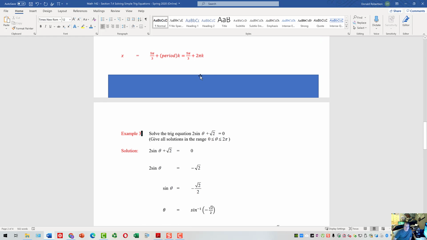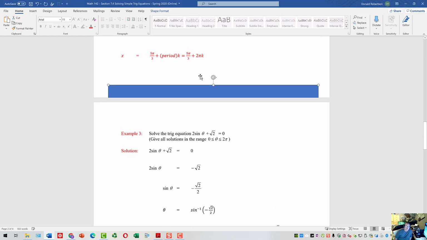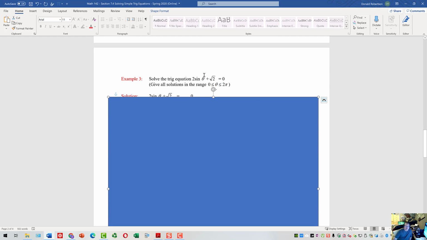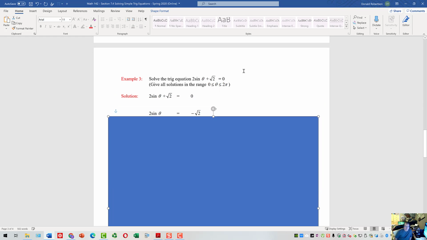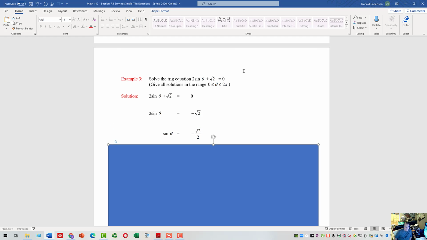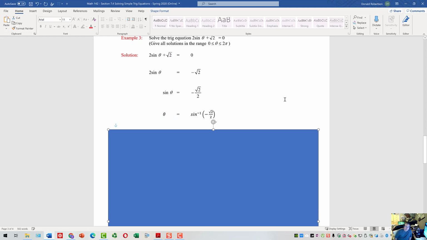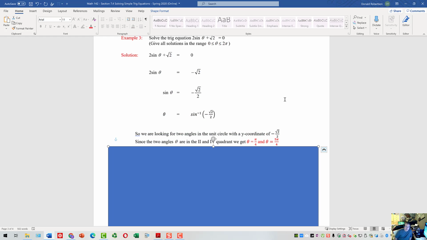Let's look at our next question. Example 3. We're trying to solve 2 sine theta plus root 2 equals 0. Subtract root 2 from both sides, divide both sides by 2, and we are looking for some angles that have the property that they're equal to the inverse sine of negative root 2 over 2. Right, now that is negative, so I know that a sine function is only going to be negative when you look at the third and fourth quadrants.